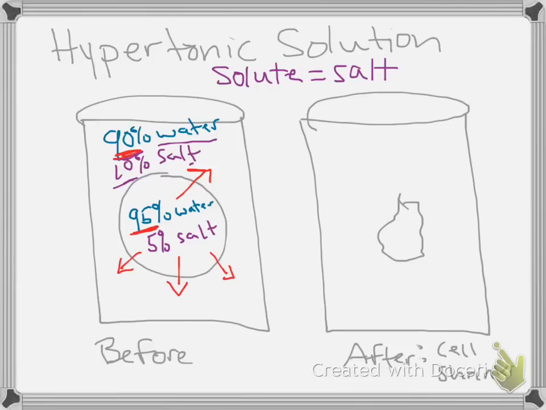Now, because of Brownian motion, we get a little bit going in because of this random movement. So we have a little bit going in, but the majority will be going out. So as you can see in the after, what we see here is that the cell shrinks because all of that water has gone out of the cell into the surrounding area, making the cell smaller.